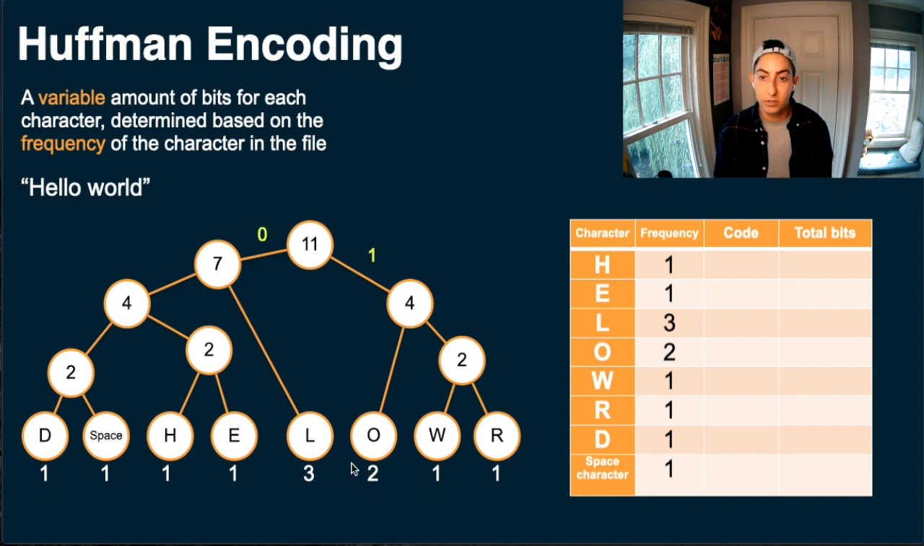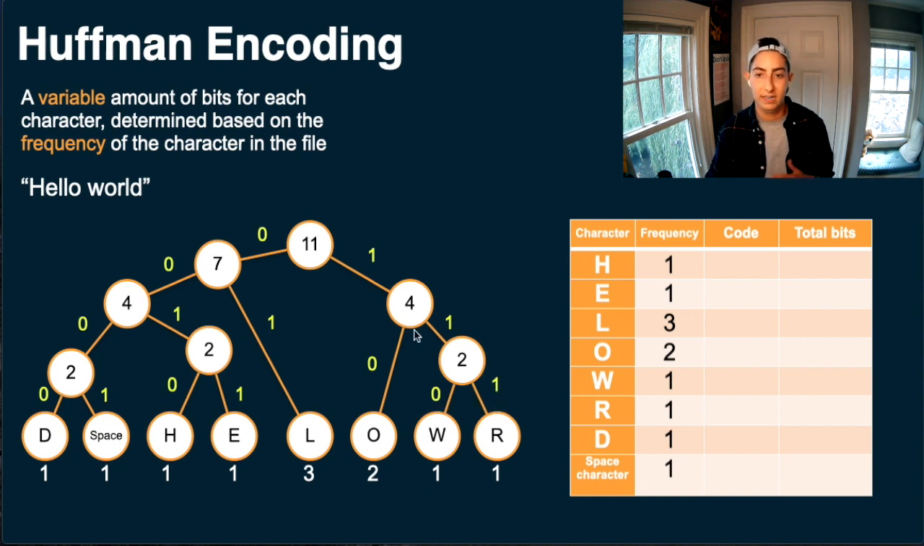So that's going to be 0 and 1. This is also going to be 0 and 1. And again, we're assigning zeros to the left branch and ones to the right branch. Again, we have a 0 and a 1, and so on for each remaining pair of branches, finally ending with another 0 and another 1.